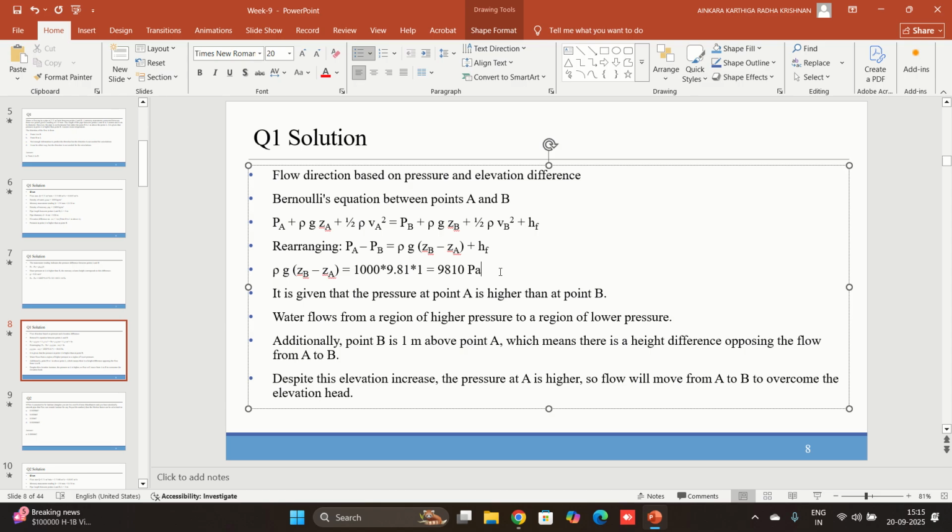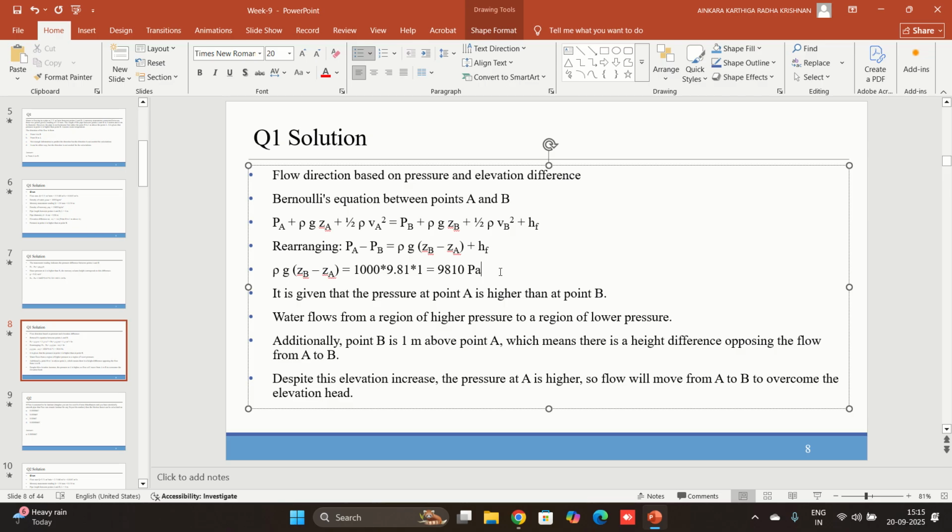In the question, it is given that pressure at point A is higher than point B. Also, water flows from a region of higher pressure to a region of lower pressure. Additionally, point B is higher than point A, which means the elevation difference is the height. This difference will oppose the flow, which normally should happen from A to B.